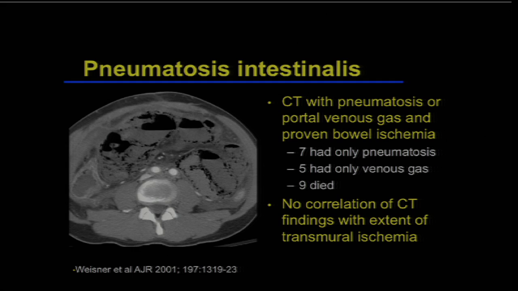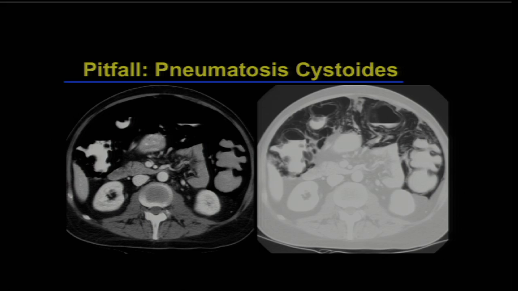So why don't I like pneumatosis intestinalis? There were several studies, this is one of them, that showed that in pneumatosis intestinalis related ischemic disease, there really is not a great correlation between the finding of pneumatosis and the extent of ischemia. Some patients with pneumatosis will recover spontaneously, others will go on to have severe necrosis and die. So we really do need to look at other factors besides pneumatosis.